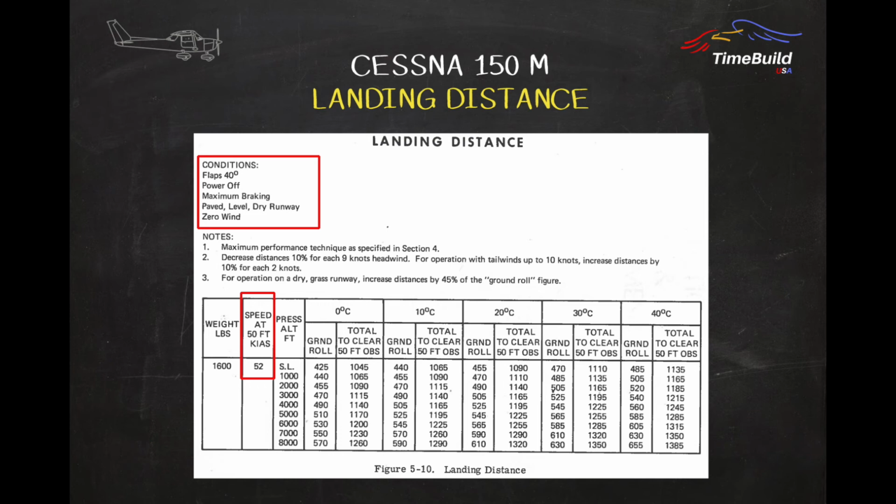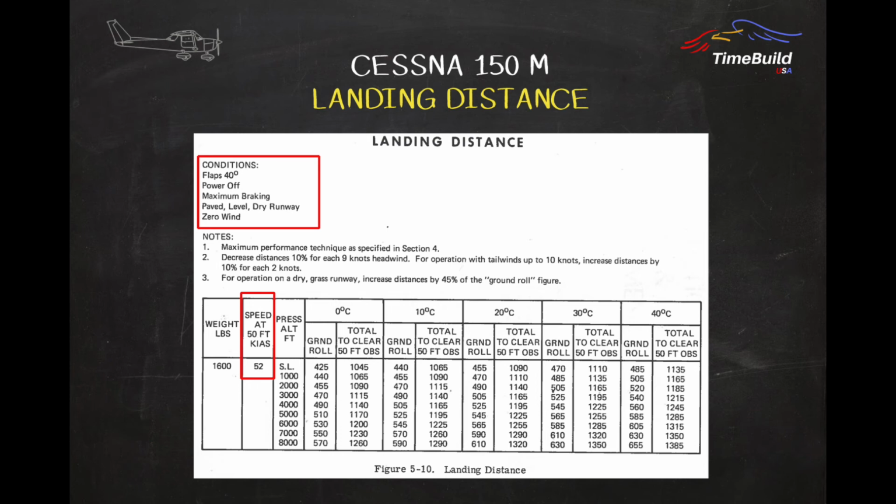The data included in the chart is predicated on a landing with 40 degrees of flaps. As discussed in the landing module, TimeBuildUSA only authorizes the use of 40 degrees of flaps when absolutely necessary or in an emergency such as an off-airport landing. The maximum flap extension is 30 degrees for normal operations. A power-off landing that uses maximum braking is also a condition of the landing data.